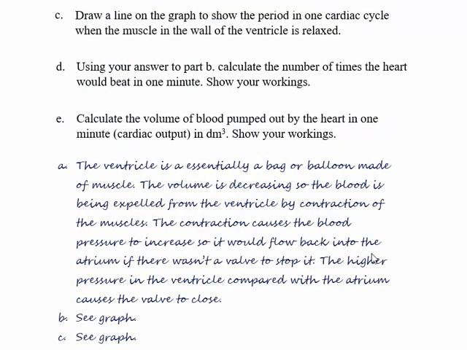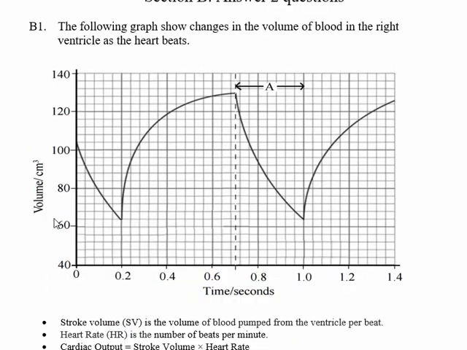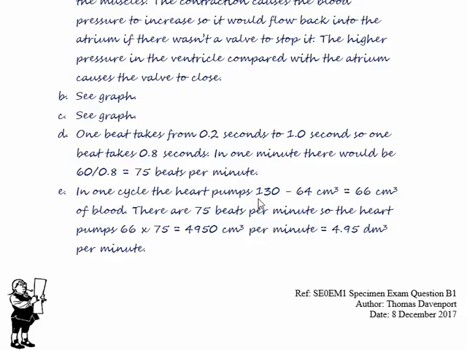Part E. Calculate the volume of blood pumped out by the heart in 1 minute in decimeters cubed. The lowest volume of blood is 64 cubic centimeters. The highest volume of blood is 130 cubic centimeters. So we have 130 minus 64 is 66 cubic centimeters. There are 75 beats in a minute, so 66 times 75 gives us 4,950 cubic centimeters of blood.